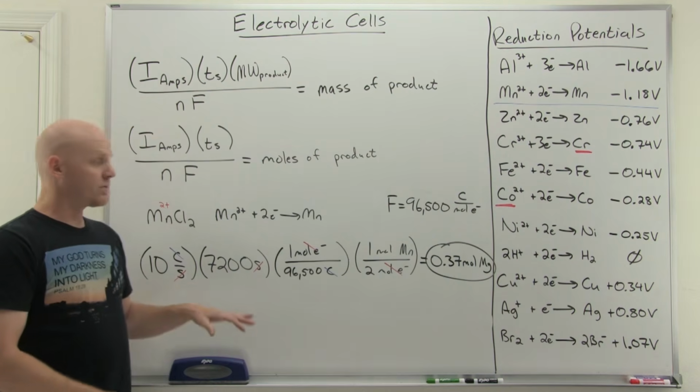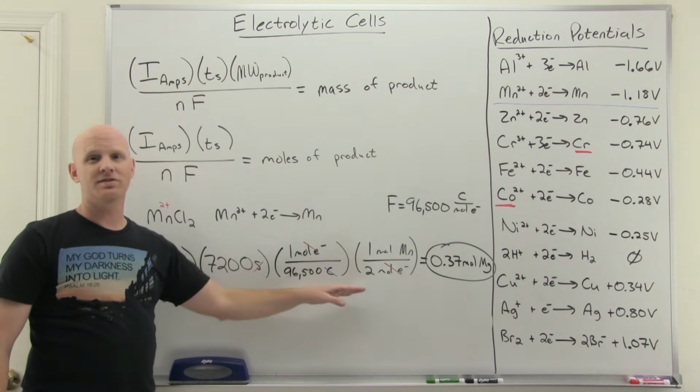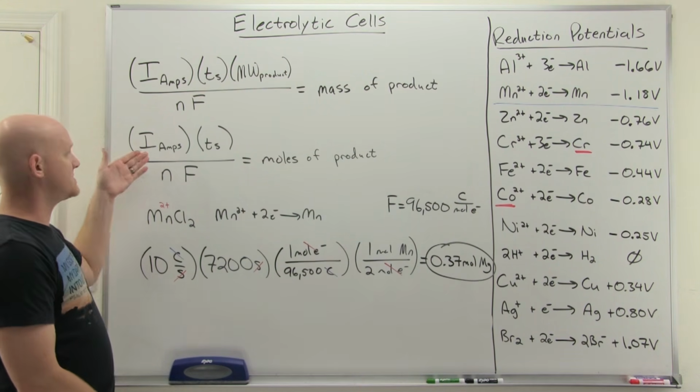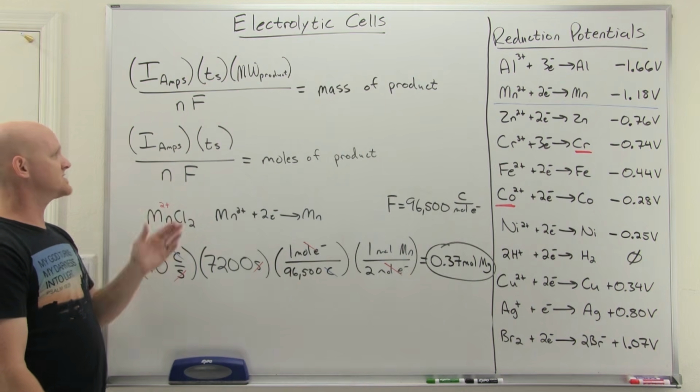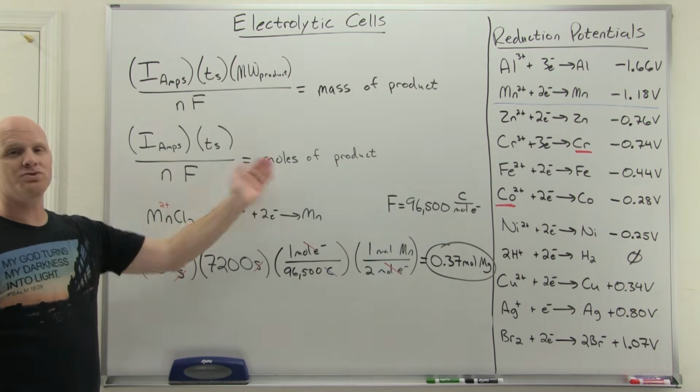All right, so we reasoned it out, and I wanted you to see it reasoned out, because ultimately if you can make something make sense to you, it's your best way of storing it in your long-term memory. But we could have also just used this simplified version of the equation here, and it just says take the amps times the time in seconds divided by nF, and it gets you moles of product.